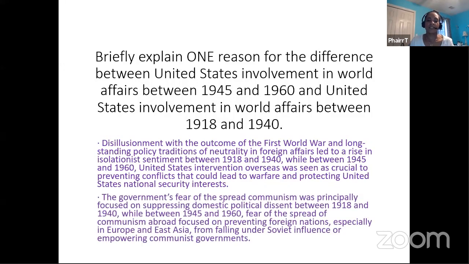And then here's another possible answer that you could have. The government's fear of the spread of communism was principally focused on suppressing domestic political dissent between 1918 and 1940. So we knew that communism existed. This wasn't new. It wasn't practiced as much as it was going to be after the end of World War II. But we wanted to kind of keep it here as a domestic issue, domestic dissent. We weren't looking at it as foreign. We looked at it as, how is it going to impact our government? How can we stop it here?